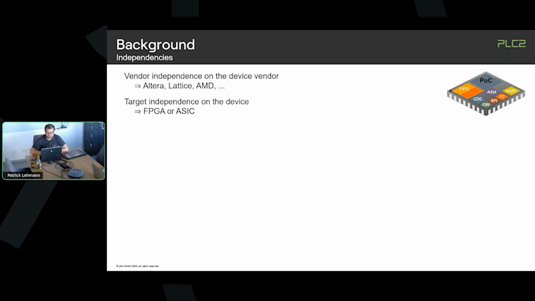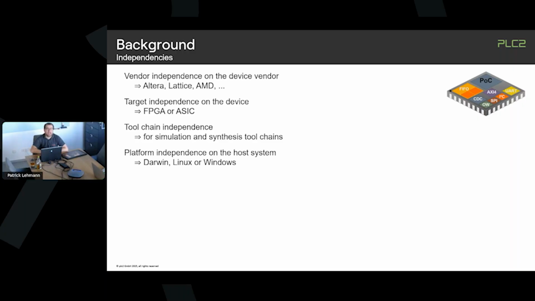If it's an FPGA or ASIC technology, we try to be independent of tool chains. So simulation, synthesis, and so on, everything is supported. And we also want to be independent for the host system when it comes to your operating system. Independent if this is Darwin or macOS, Linux or Windows, the scripting is made in a way that it works on all platforms equally. Of course, you need to have the matching tool chain running on such a platform.